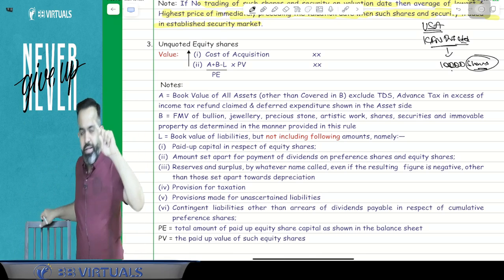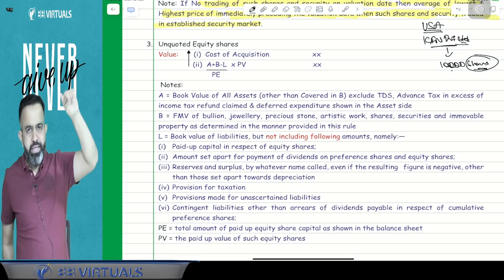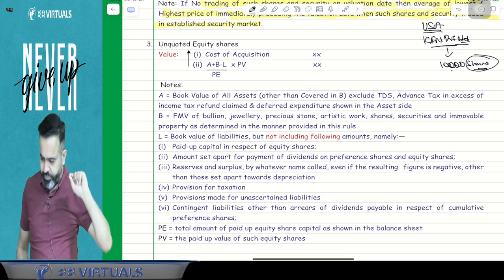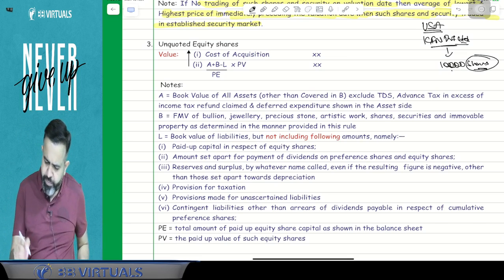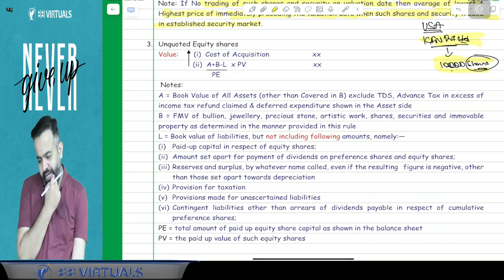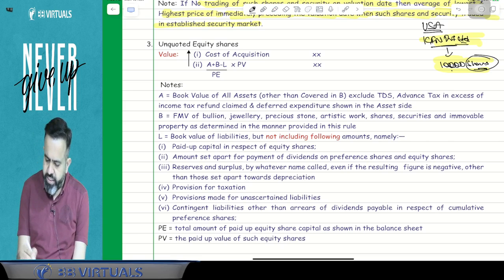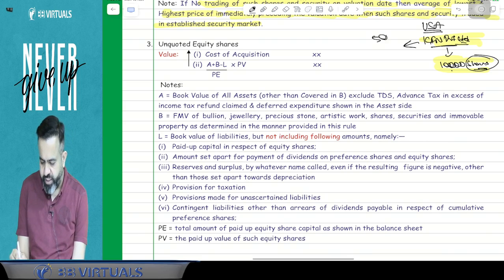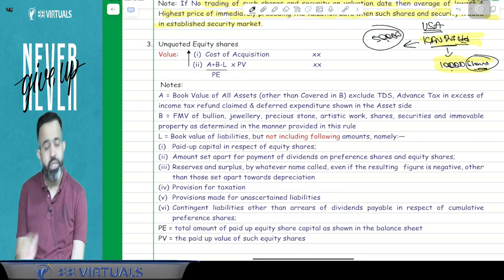So here all people pay attention. What happened? In USA, Kin Private Limited is one company, and of that company, I am having the 10,000 shares. It is a private limited company, so unquoted equity share. And the total share of this company is suppose 50,000 shares. So I am a 1/5 shareholder.